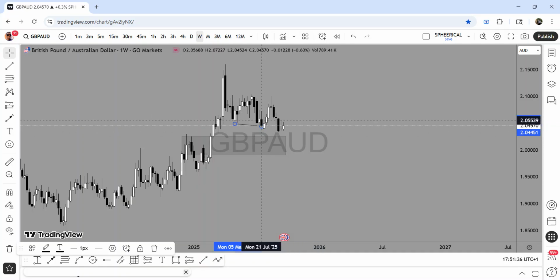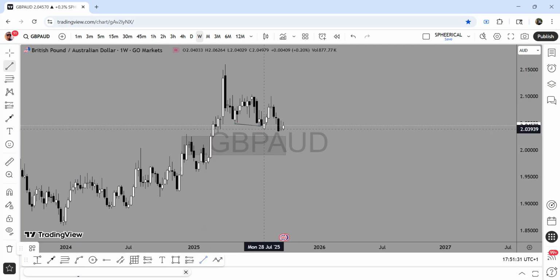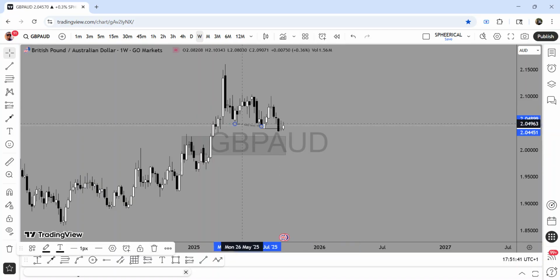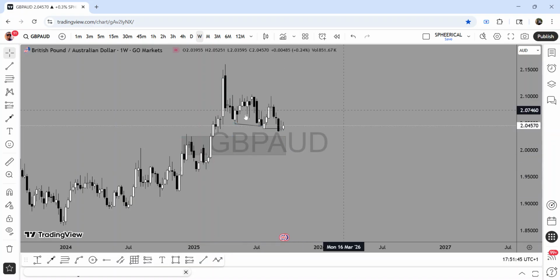Then we have another break of structure here. The market broke another structure here. You can see it. So let's just delete this one. But I just put this so that you know that the market is making a high. But before I do that, I want to show you something here.